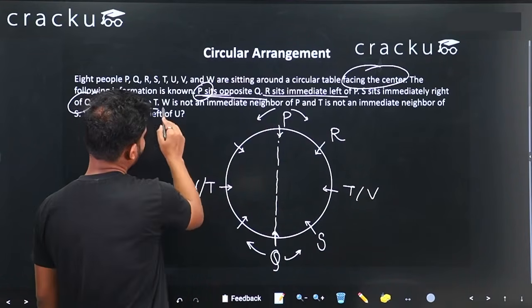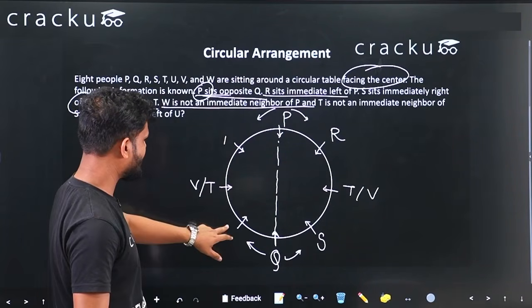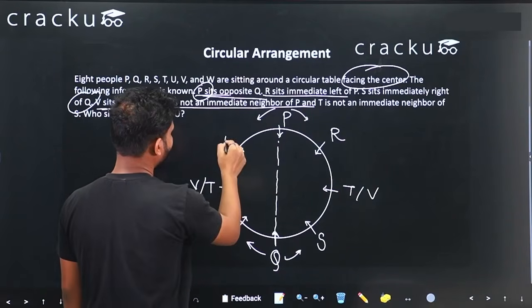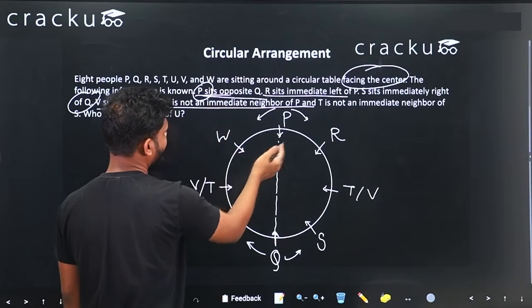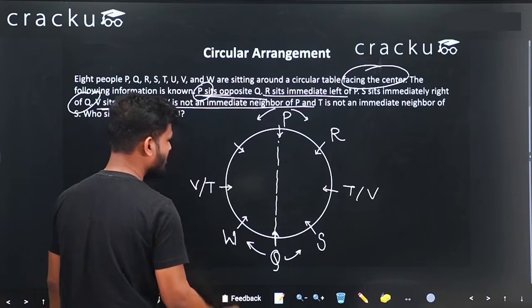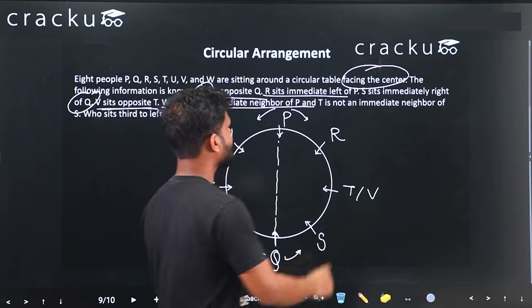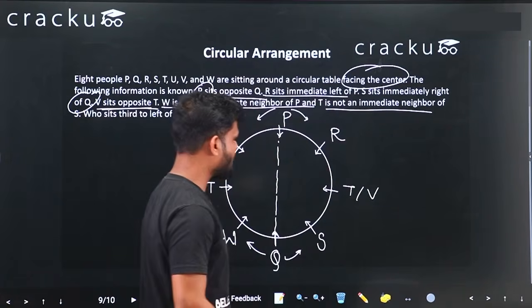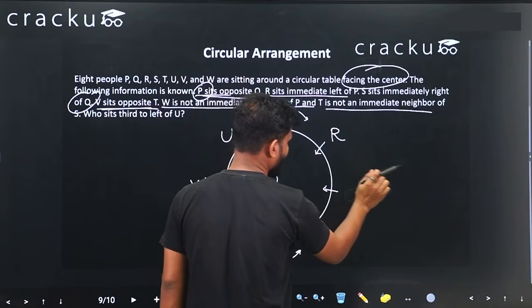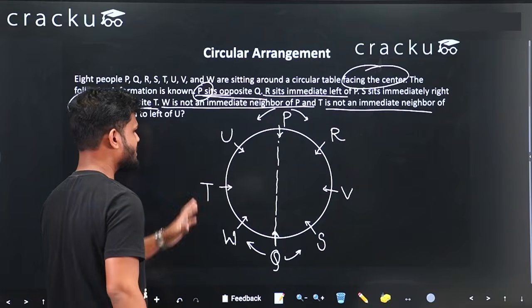Now W is not an immediate neighbor of P. So I have these two seats, this seat and this seat. So W can sit in either of these two seats, but if W sits here, he will be an immediate neighbor of P. So W shouldn't sit here. It means W should sit here. And who is the remaining person? U. So U will sit here. Next, T is not an immediate neighbor of S. So if S is here, T can never sit here. It means V should sit here and T should sit here. So this is our arrangement.